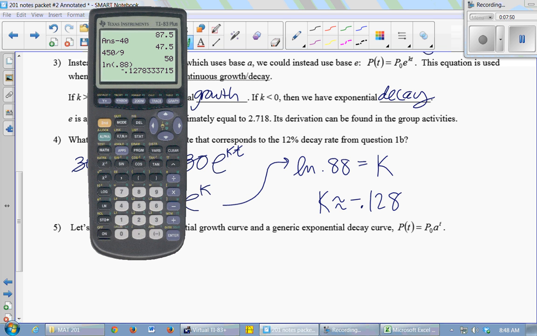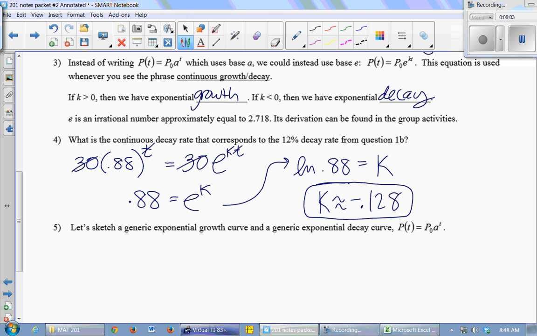And see, it came out negative, right? The reason the k came out negative was because this is an exponential decay problem, right? If that 0.88 had been a number bigger than 1, like this was an exponential growth problem, and I had a 1.2 there, that k would have come out positive. Negative k values correspond to a values that are smaller than 1. And positive k values correspond to a values that are bigger than 1. Does this sound familiar? Okay.